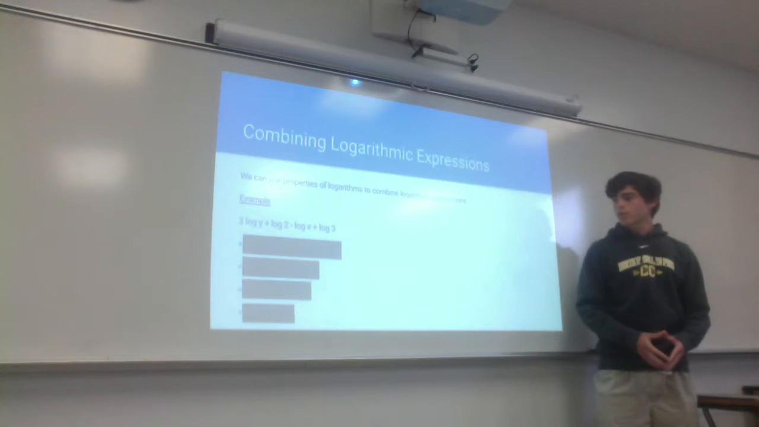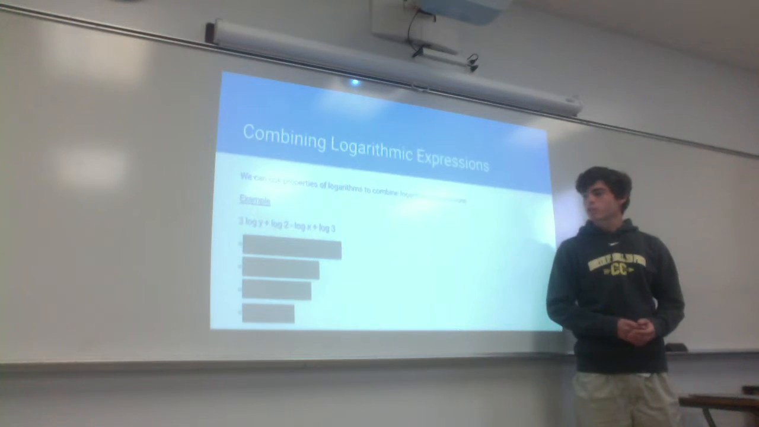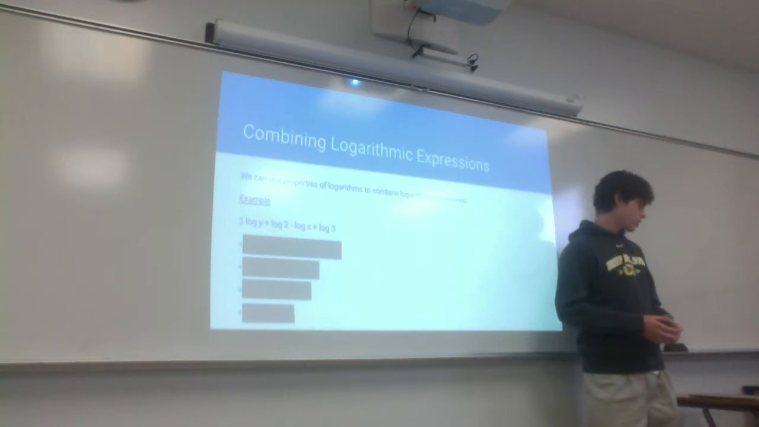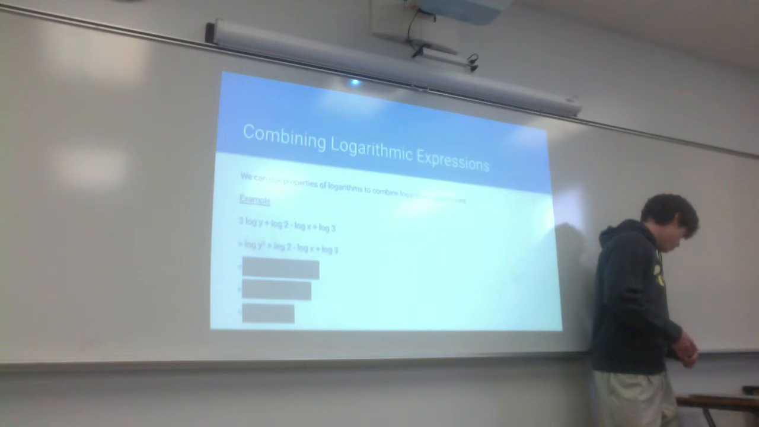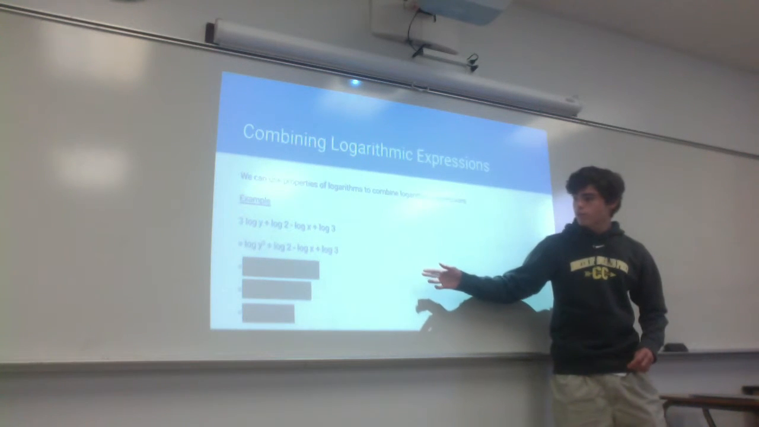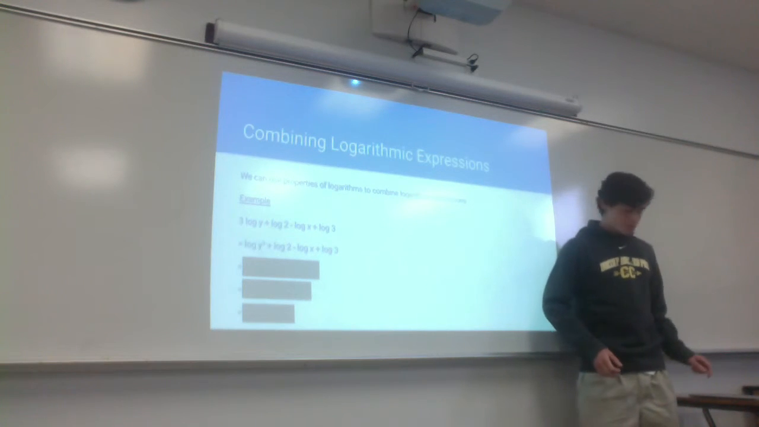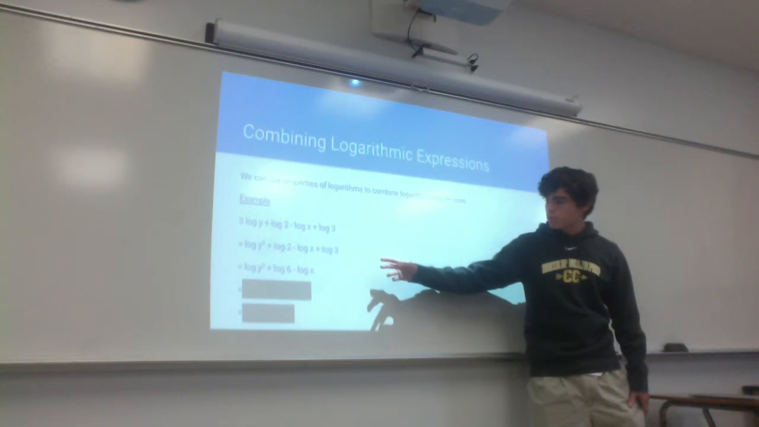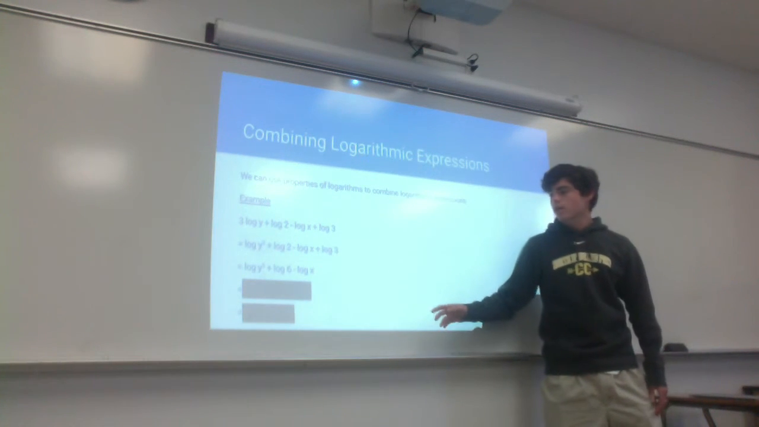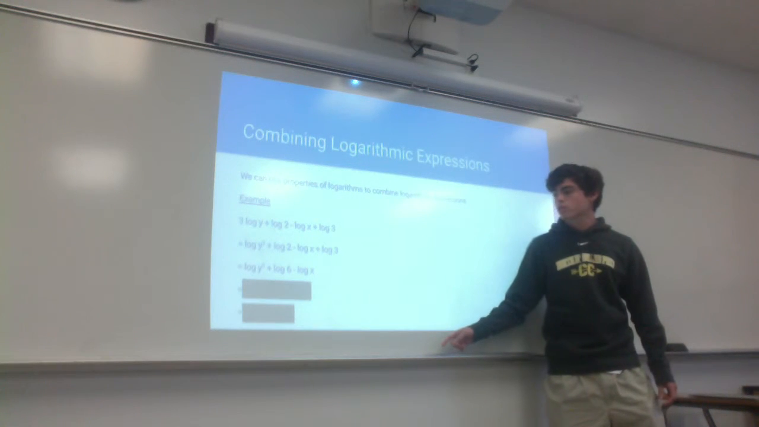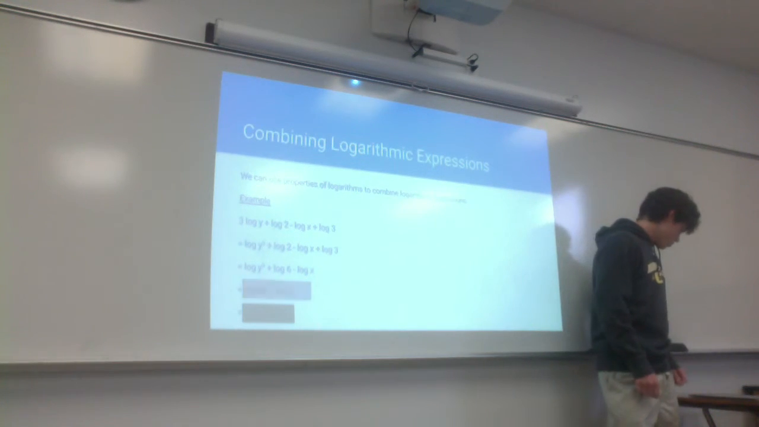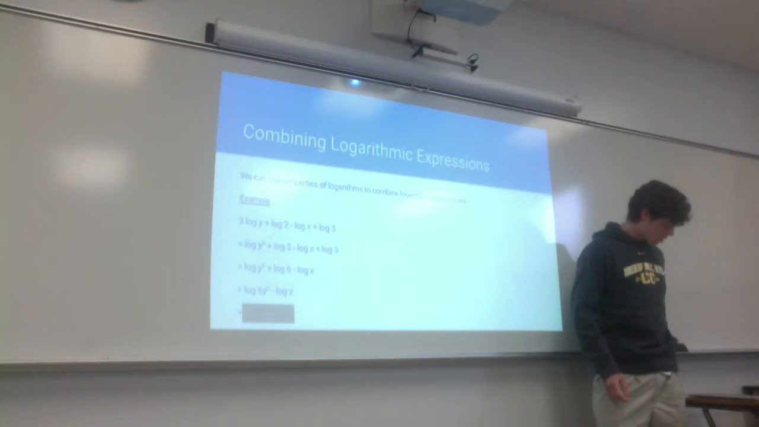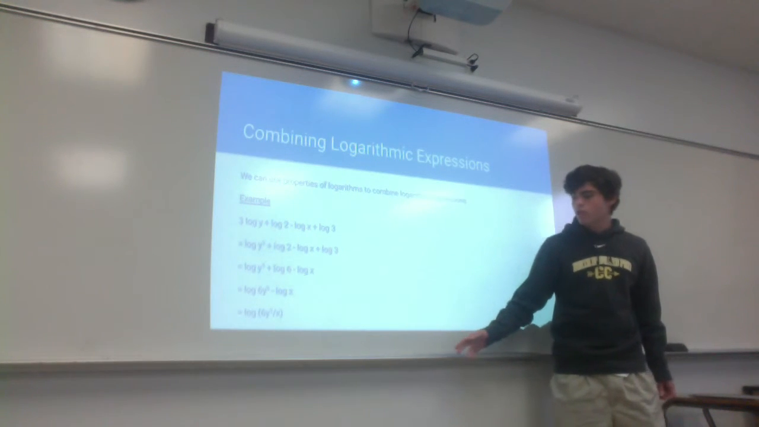So you can do the same thing in reverse to combine logarithmic expressions. Let's begin with 3 log y plus log 2 minus log x plus log 3. You take the 3 exponent and put it in front. That's the first step. Then you're going to combine. The log 2 plus log 3, you multiply and get log 6. So log y cubed plus log 6 minus log x. Then combine again: log 6y cubed minus log x, and you end up with log of 6y cubed divided by x.